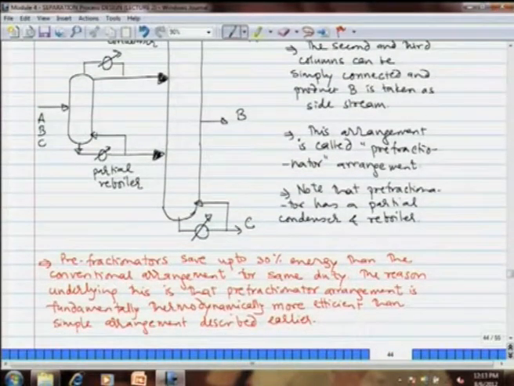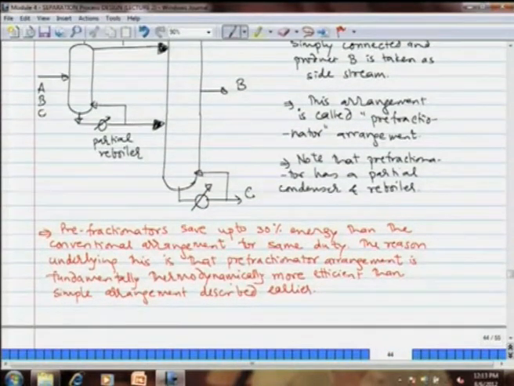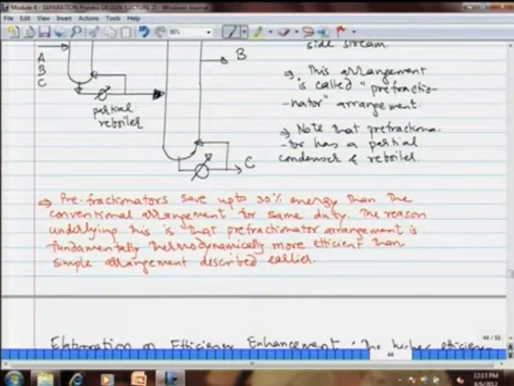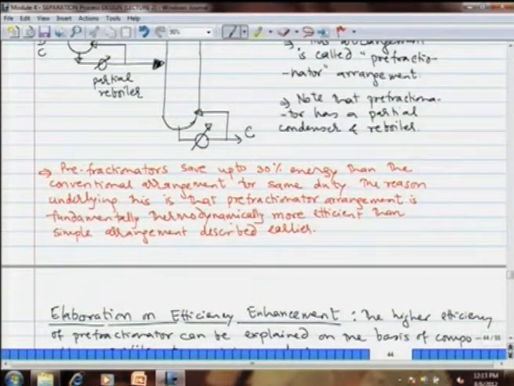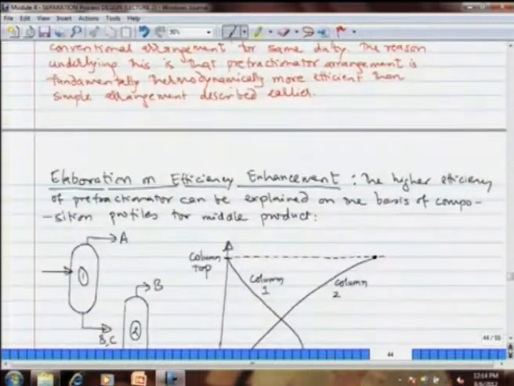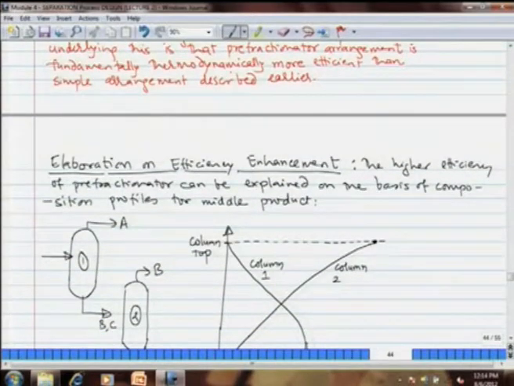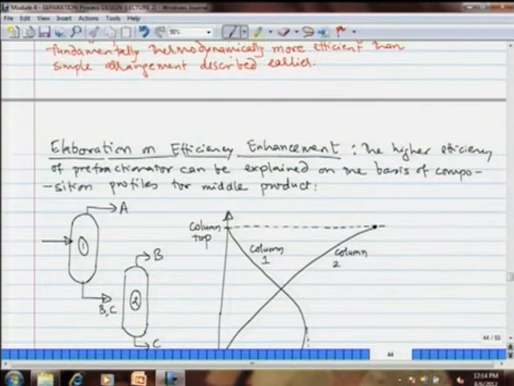Remember that prefractionator has a partial condenser and partial reboiler. These prefractionators are reported to save about 30% of the energy than the conventional arrangement for the same duty. The reason underlying this is that the prefractionator arrangement is fundamentally thermodynamically more efficient than the simple arrangement as described earlier. Now, let us elaborate on this particular thing, how it is thermodynamically more efficient.